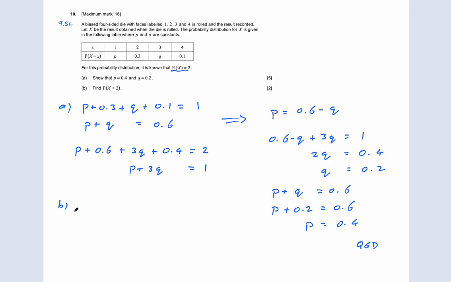So the probability, this is actually very easy, guys. The probability x is bigger than 2 is just the probability that it's either 3 or 4. Now note, it's not bigger or equal, it's just bigger than. So it's either 3 or 4. So the probability that it's 3 is q, which is 0.2, and the probability that it's 4 is 0.1. So that is just 0.3. Okay, that's parts A and B.